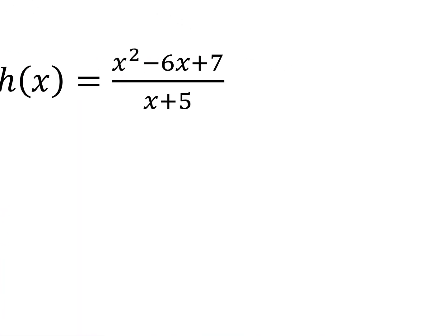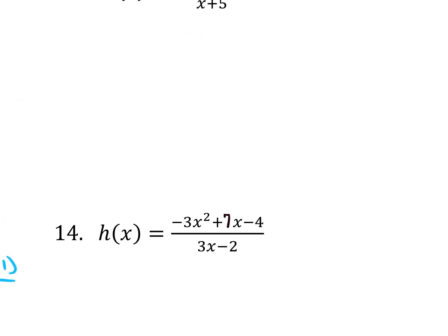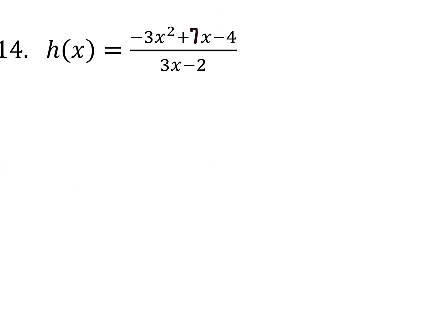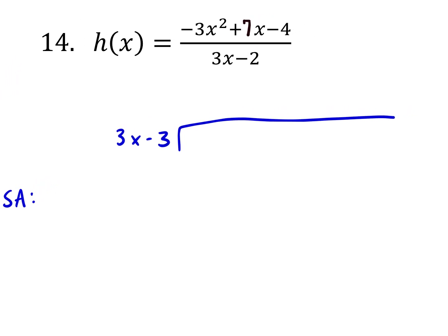Sure, let's do 12. 14 is probably harder. Let's do 14. All right, so 3x. How do I find the slant asymptote? Long division. If your numerator is 1 degree higher than the denominator, that means you have a slant asymptote. So we're going to do long division. So outside the box, we've got 3x minus 2. Inside, negative 3x squared plus 7x minus 4.